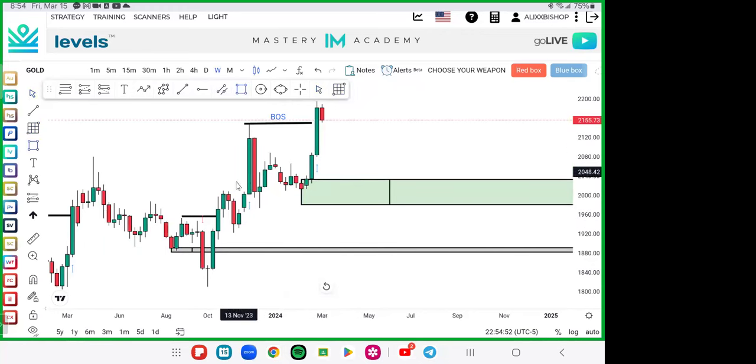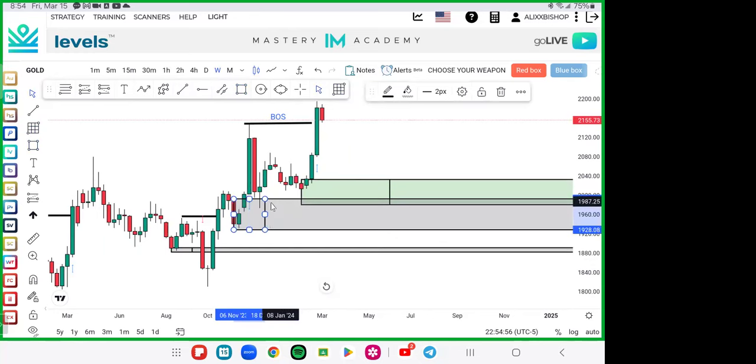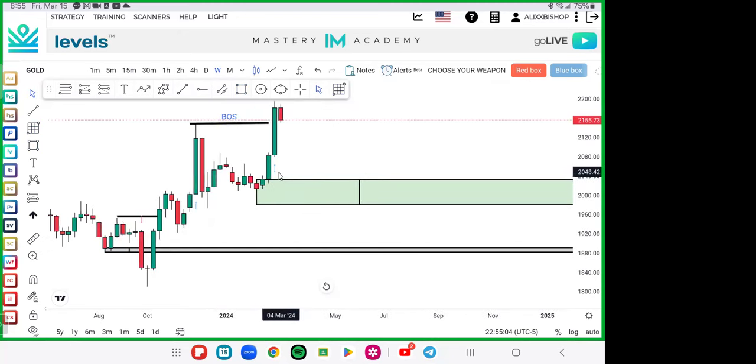Notice how this weekly zone right here was already taken and bounced off of twice. So I'm either taking this one, and if that gets clapped, I already know where that shit's going. I'm waiting. We buying right there, my boy.